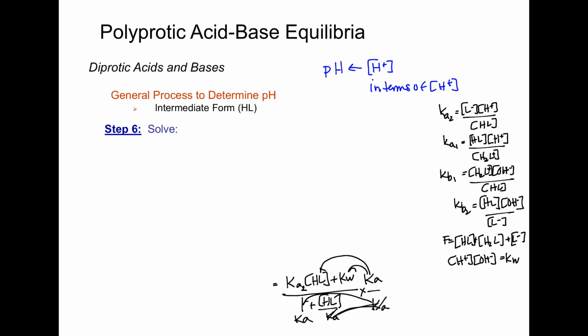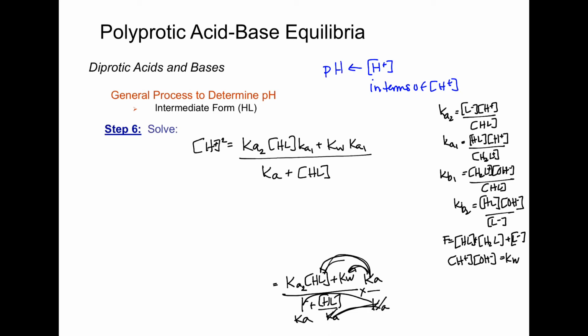Okay, so what I have is that the H2, and then it's going to be Ka2 times HL times Ka1 plus Kw times Ka1. So that's doing multiplying here and here. And then on the bottom, it's going to be Ka and HL like that. So it feels a little bit more simpler there. Just kind of getting everything rearranged.